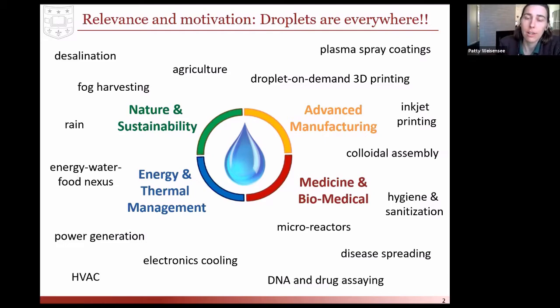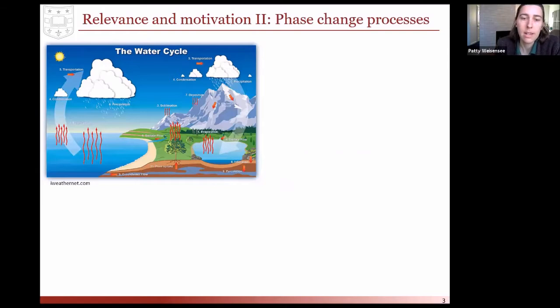So really in order to understand and to use droplets to our advantage, we have to understand the physics behind them, how they interact with surfaces, but also how they interact with each other. And one type of process that droplets are involved in are phase change processes. And probably the oldest and most common and one of the most abundant processes is the natural water cycle, right?